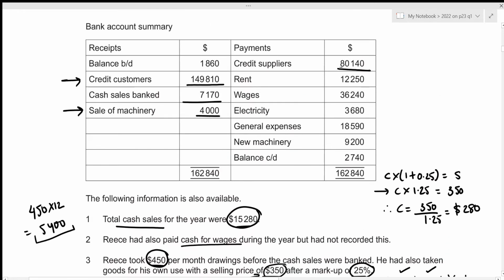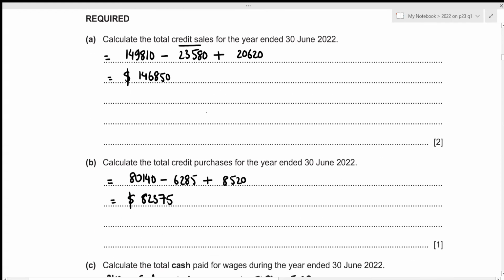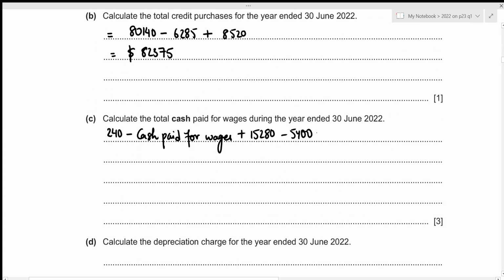We're also told that the cash sales were banked, right? And when we put our cash into the bank, the cash in hand decreases. So that is a cash outflow basically. In this case, we have the total cash sales banked as 7,170, which means that we can consider this amount as a cash outflow. So we need to deduct this amount in our statement. Let's write it down. That will be minus 7,170.